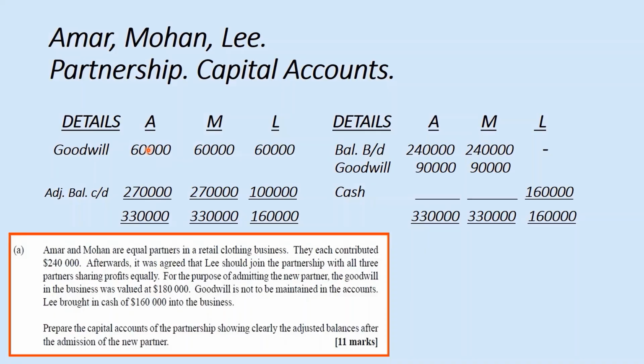So when we balance the account, we notice that Amar will have 270,000 and Mohan 270,000 and Lee 100,000. Although he has brought in 160,000 into the business, his account is only showing 100,000 because 60,000 in goodwill has been removed from the business. The same applies to Mohan and the same applies to Amar. Their balances would be 60,000 short because goodwill has been removed from the books.